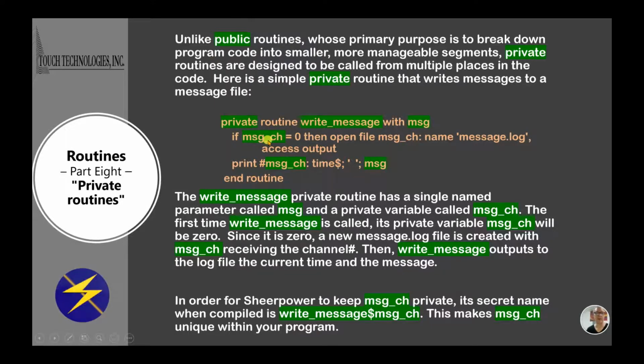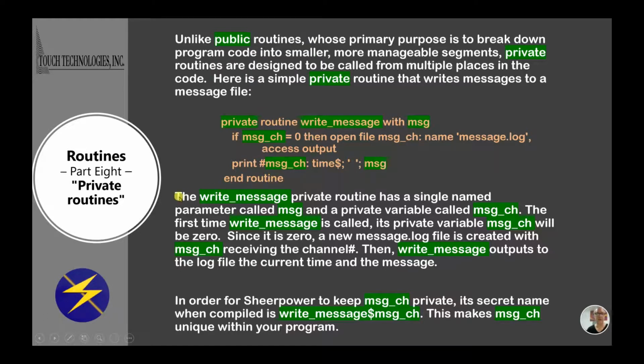It says if MSG_CH is equal to 0, which it will be the first time we call this routine, it's going to open up a file. It's going to pass the file channel, is what it's called, to the message channel here. And then here's the name of the file, message.log, and we're going to access it by outputting to it. And that's the end of that code. Then the next line, which is not part of the if, will print to the message channel the current time, a space, and then the message, and then the routine ends.